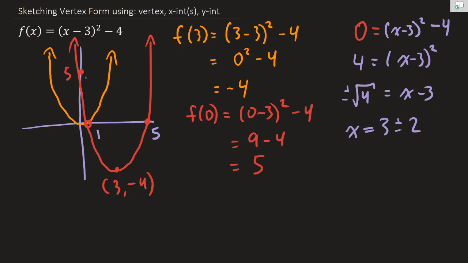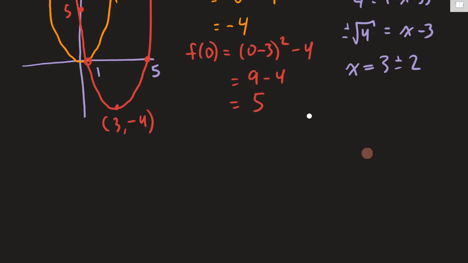All right, let's try a slightly trickier one that's not going to give us as nice integer values. So let's scroll down here. Okay, so let's make this g of x. So g of x is, let's do -1/2 (x plus 6) squared plus 13. So our first step, we're going to need to figure out where our vertex is.